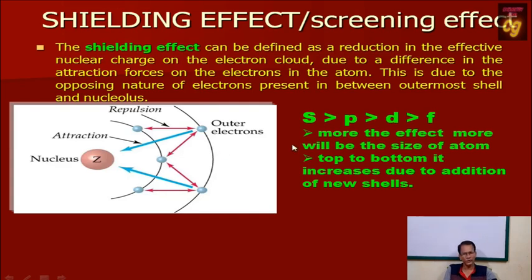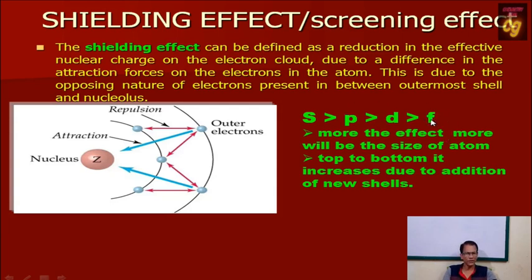It is observed, if you see s orbital, p orbital, d and f orbital, that the electron in the s orbital opposes more compared to the p orbital, then the d orbital, then the f orbital. So the shielding effect of an s electron is more than a p electron, than a d electron, than an f electron. Here the f electron has the poorest shielding effect because it depends upon size.